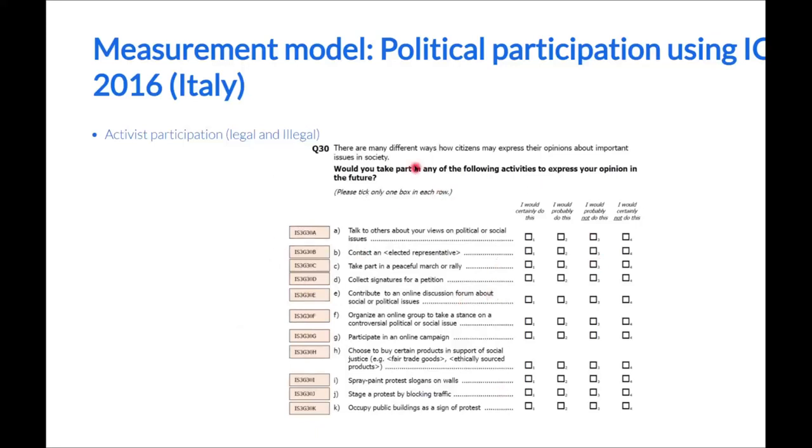And unconventional or illegal activism, I will measure using these three: the disposition to spray-paint protest slogans on walls, protest by blocking traffic, and occupy public buildings. Using the Italian sample.